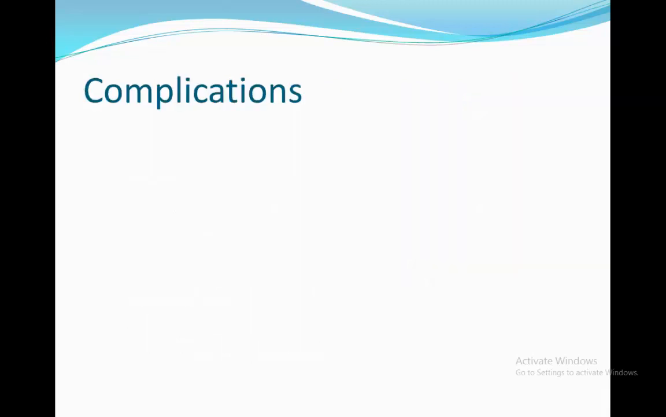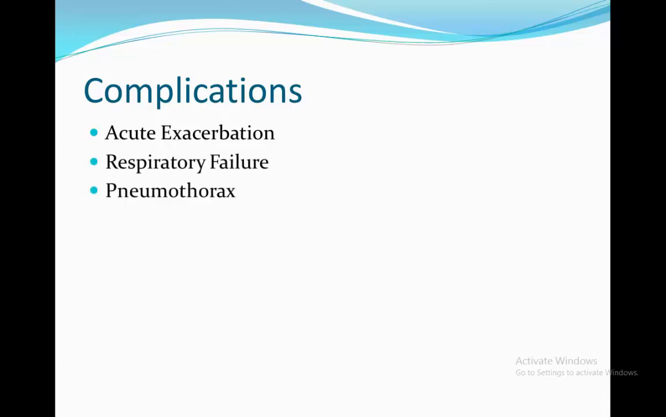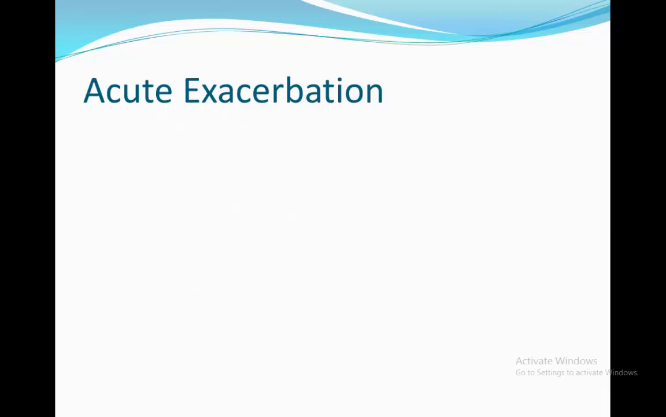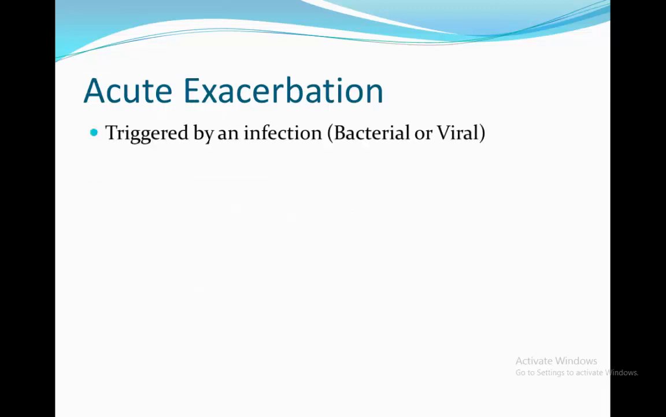The complications include acute exacerbation, which I'll talk about next, respiratory failure, pneumothorax, which will show a bulla on chest X-ray, cor pulmonale, polycythemia, and lung cancer. An acute exacerbation of COPD is usually triggered by an infection, whether bacterial or viral, hence why we tend to vaccinate COPD patients against pneumococci and influenza.